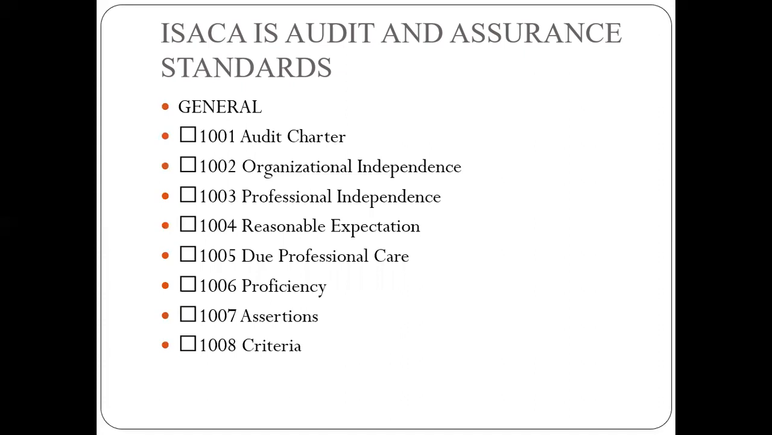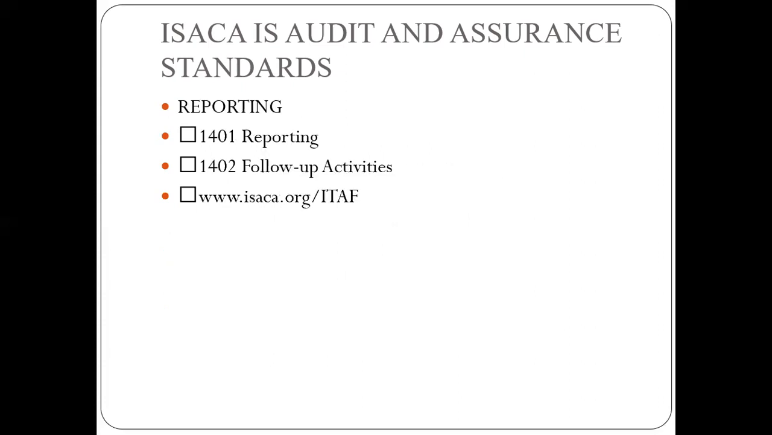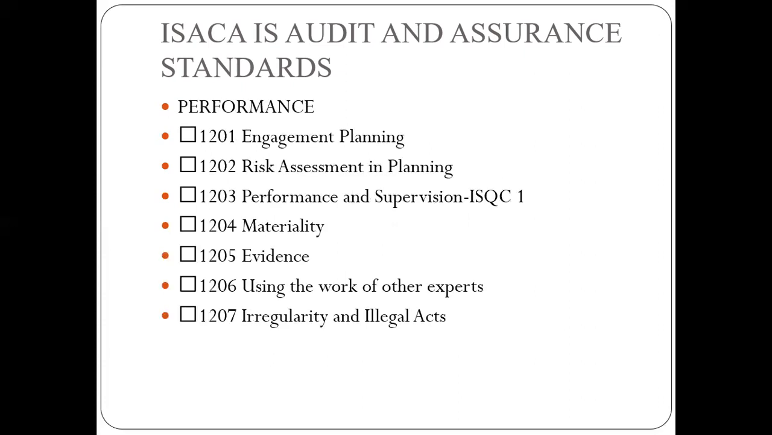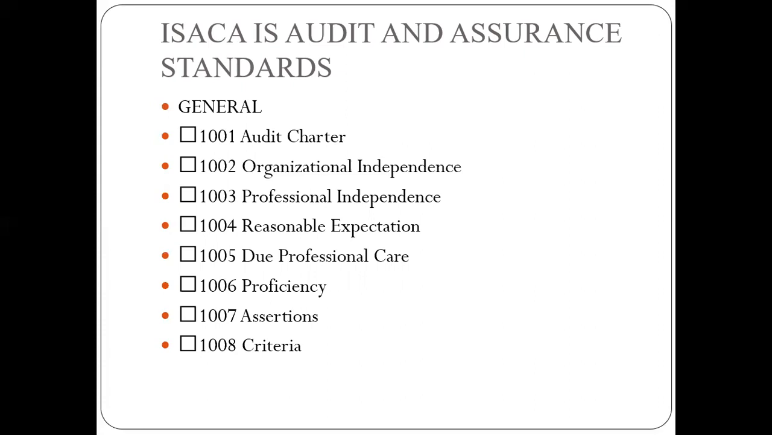Okay, this IT assurance, information technology assurance framework is divided into three. You have the general standards, you have the performance standards, you have the reporting standards. Those are the three standards that we have. Now, the general standards are 8, starting from what we call the Audit Charter 1001. So what is Audit Charter? Audit Charter is a document, all right, that is used to assign authority, responsibility to the internal audit function.